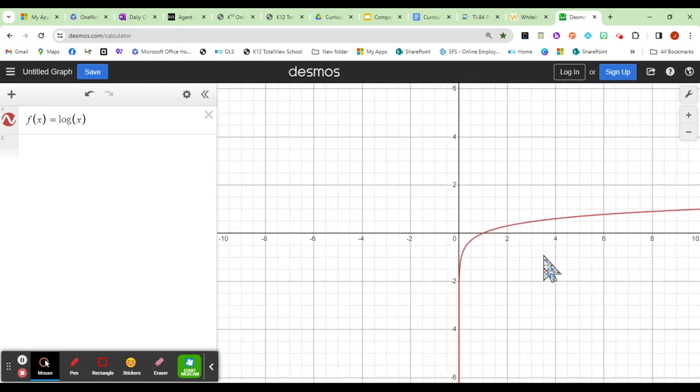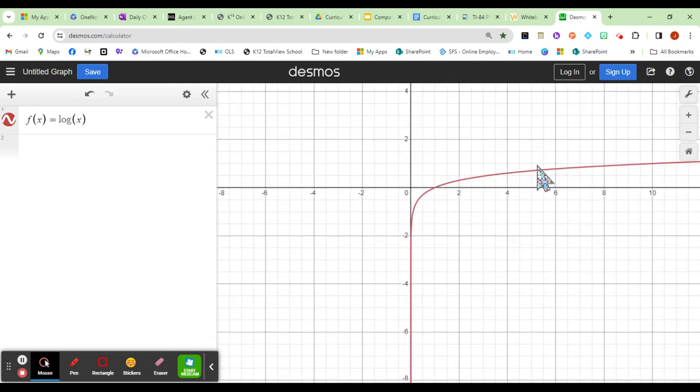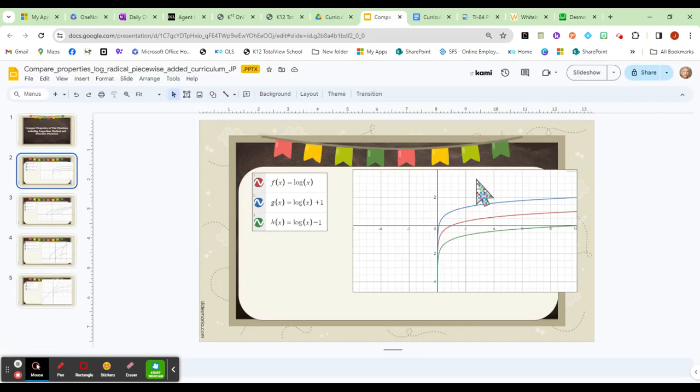So all of the graphs that we're looking at have the same characteristics. All the graphs on this particular slide are bending. Let me go back to my slide. They're bending and approaching the y-axis, but they're not touching it. So again, the blue graph is higher than the red graph. We could say the red graph is lower than the blue graph. They have the same shape. They have the same asymptote.